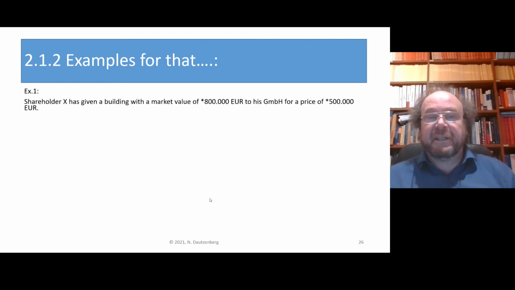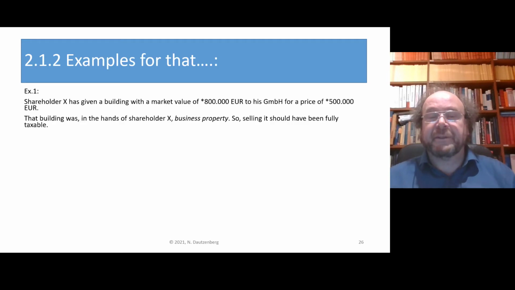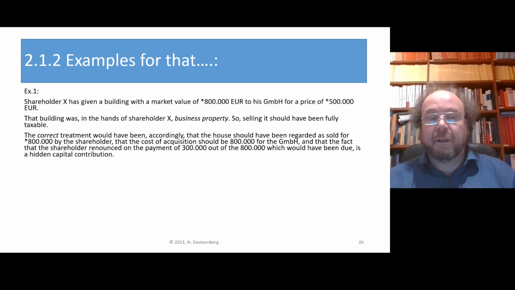So imagine again, shareholder X has given a building with a market value of 800,000 to his GmbH for a price of 500,000. Now that building was in the hands of shareholder X business property, so selling it should always have been fully taxable. Now the correct treatment would have been to sell that house for the market price by the shareholder, 800,000.